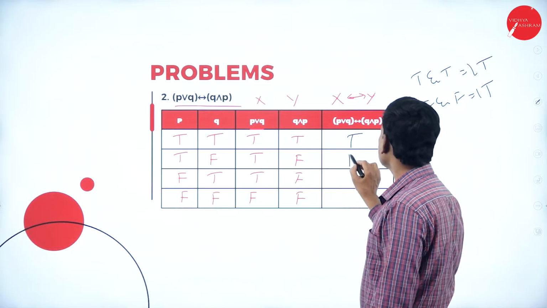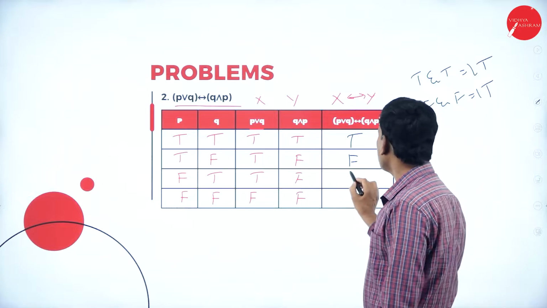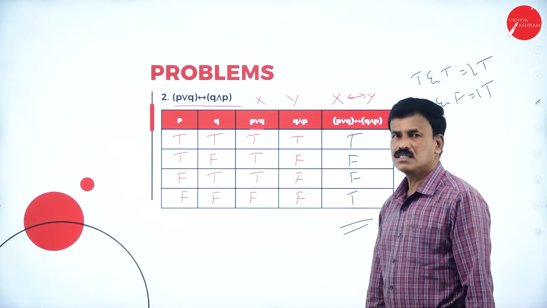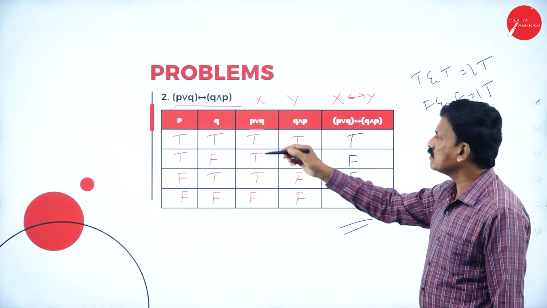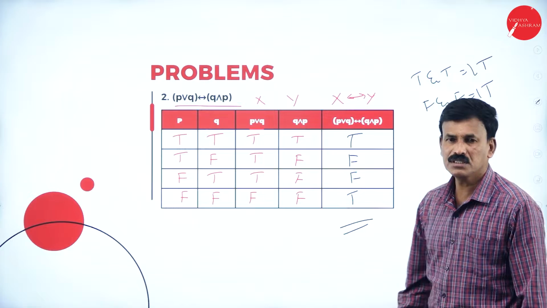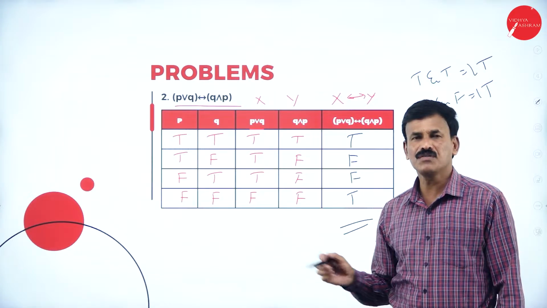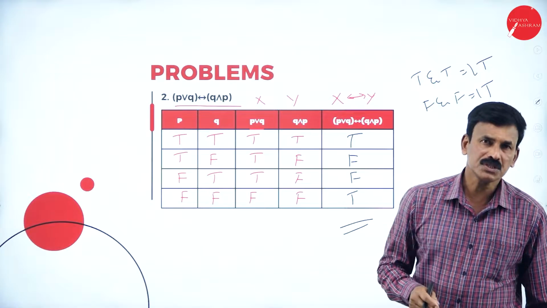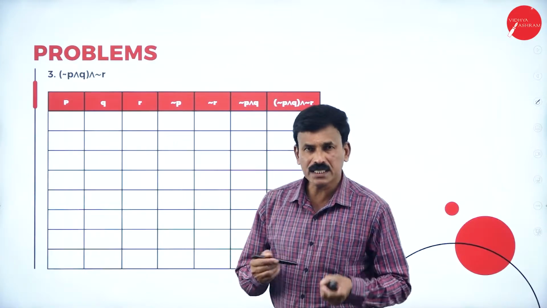True and false is false. True and false is false. False and false is false. So, hence, the truth table for this given compound proposition is T, F, F, T. That's it. So, this is how we are going to construct the truth table for the given compound propositions. Hope you followed. Now, let us take the next problem.